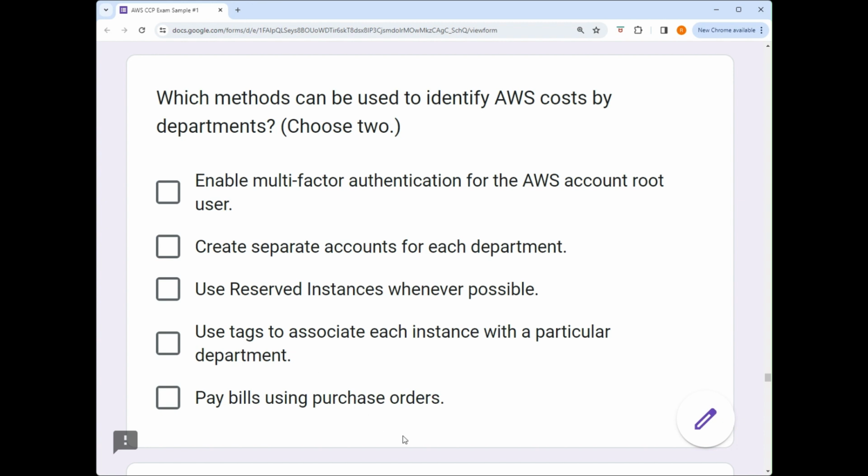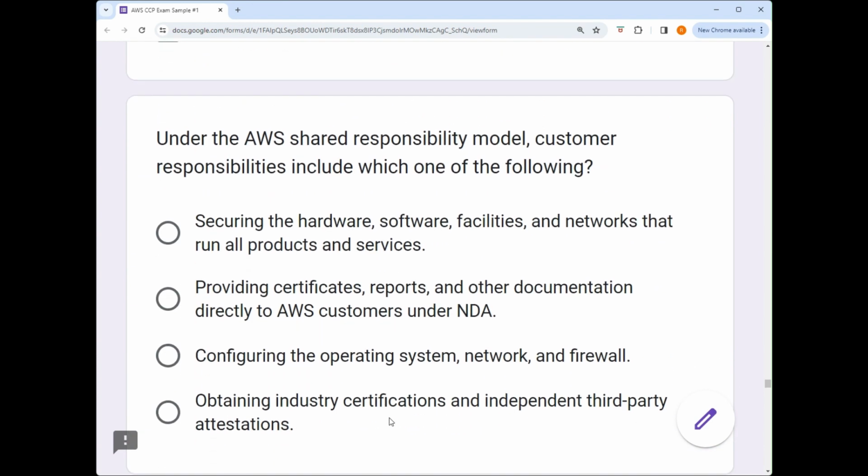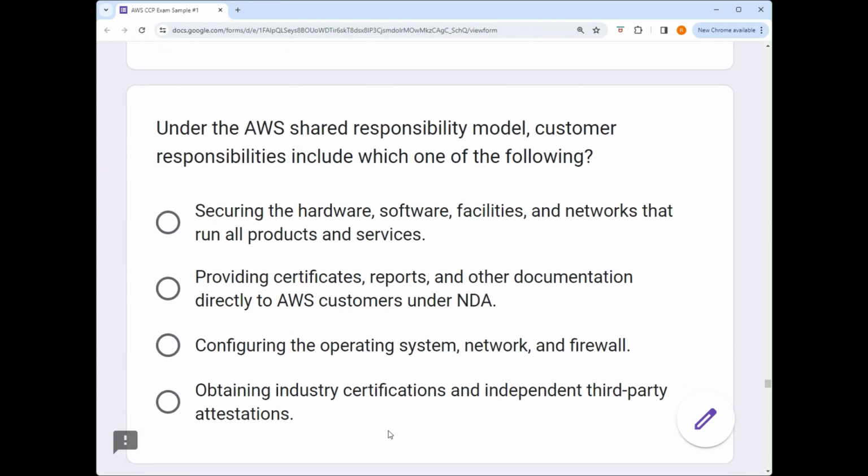Under the AWS Shared Responsibility Model, customer responsibilities include which one of the following? Securing the hardware, software, facilities, and networks that run all products and services. Providing certificates, reports, and other documentation directly to AWS customers under NDA. Configuring the operating system, network, and firewall. Obtaining industry certifications and independent third-party attestations. Correct answer: Configuring the operating system, network, and firewall.